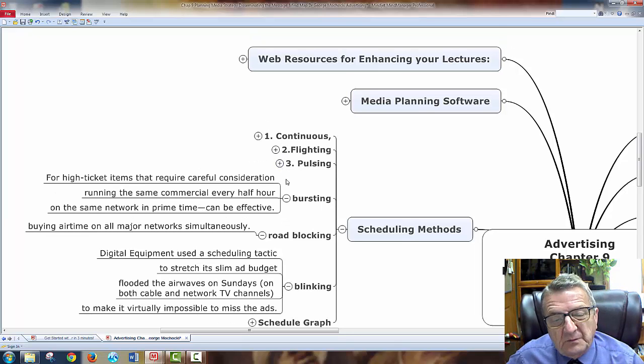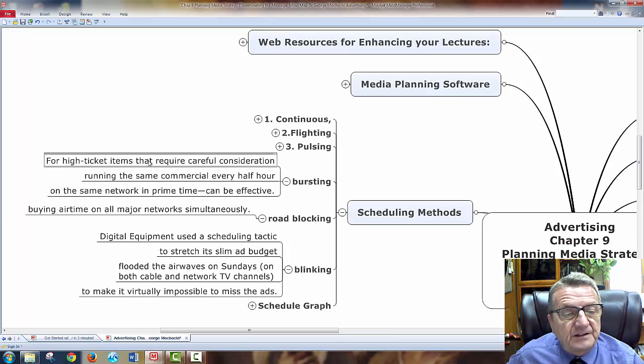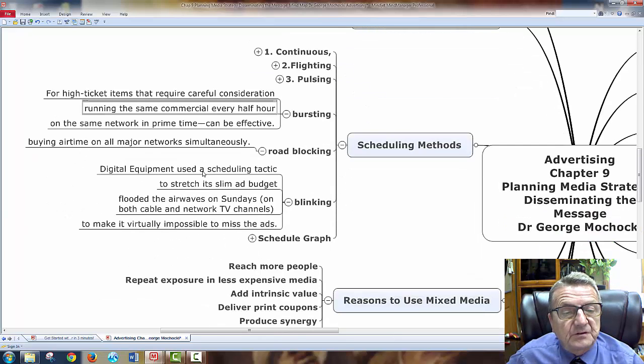Bursting is another one they talked about. It's for high ticket items that require careful consideration. Running the same commercial every half an hour on the same network in prime time can be effective. It's like, buy the Ginzu knife, buy the Ginzu knife, because I've got so much, I've got to get rid of it, or something's going to happen about my ad that's going to be negative. I want to get rid of it now.